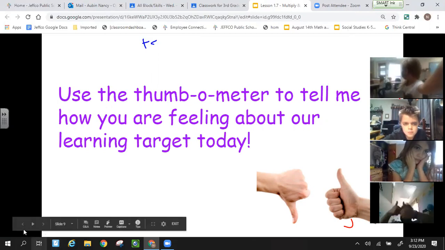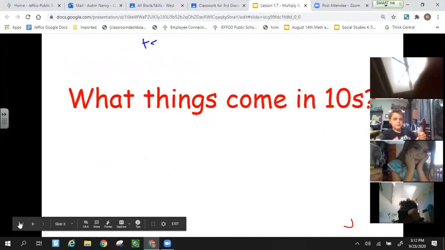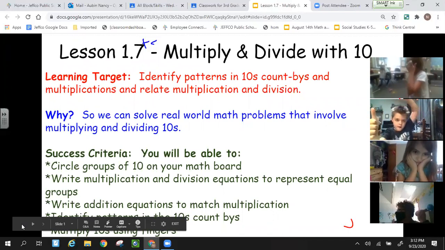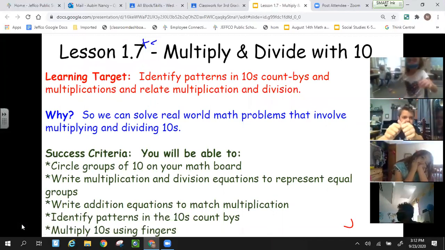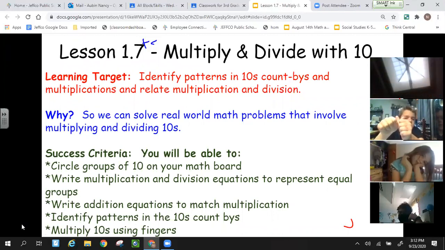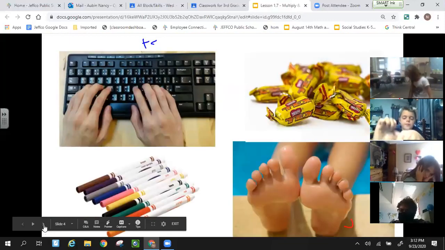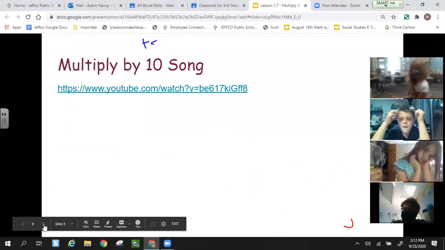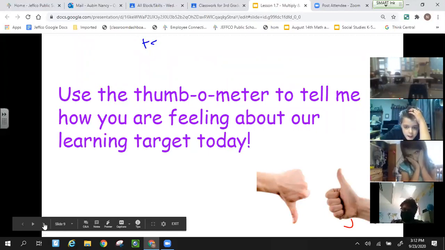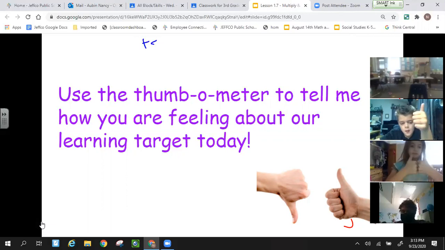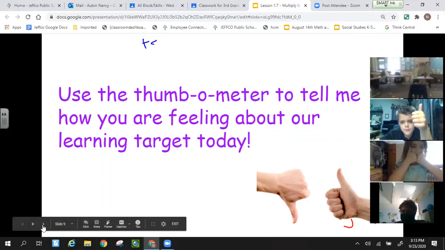Our learning target, I'm gonna go back to it. Tell me how you're feeling about identifying patterns in tens, count bys, and multiplications, and relating multiplication and division. That is what we were working toward today. How are you feeling about your tens, count bys, and finding those patterns? Thinking about everything we did today. If you're in the middle, give me a middle. If you're down, give me down. How do we look, Mrs. Harrison? I have a couple downs, but mostly ups and a couple sideways. Okay, we'll be working on this all year, so don't panic.